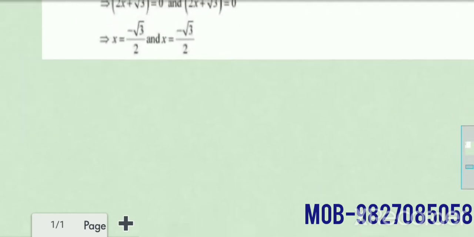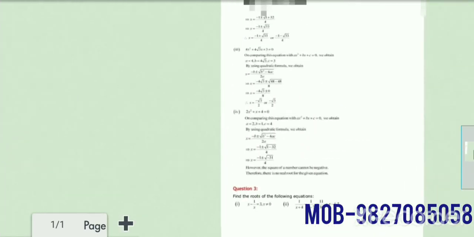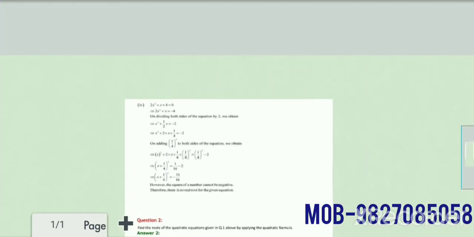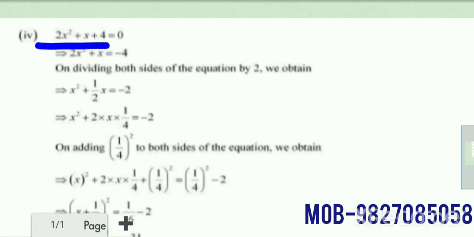Now next question is 2x square plus x plus 4, that is same as question number 1 and 2, so you have to solve in your homework.